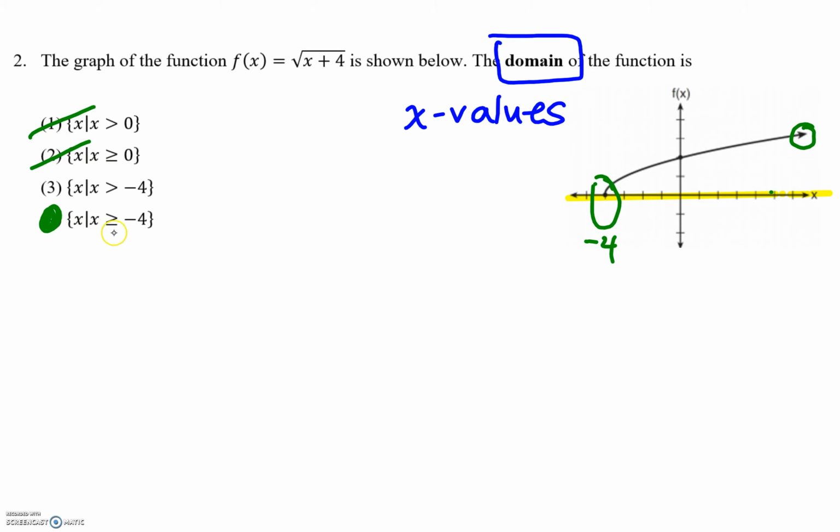And the reason why we chose choice 4 instead of choice 3 is because if you zoom in here, that is a closed circle, and closed circles means included. So we're going to use the line underneath.